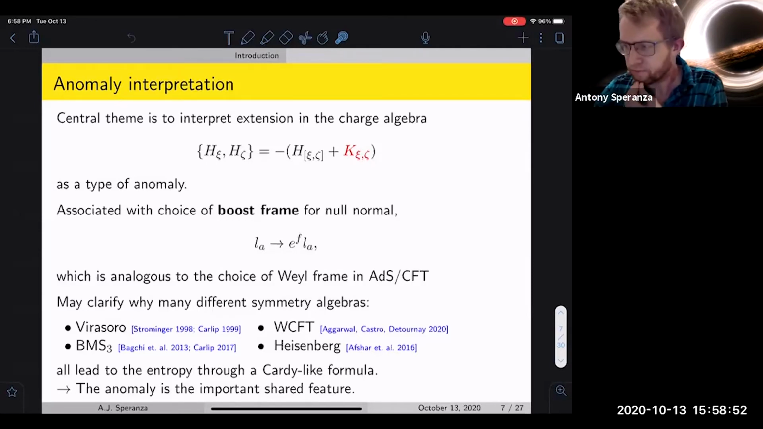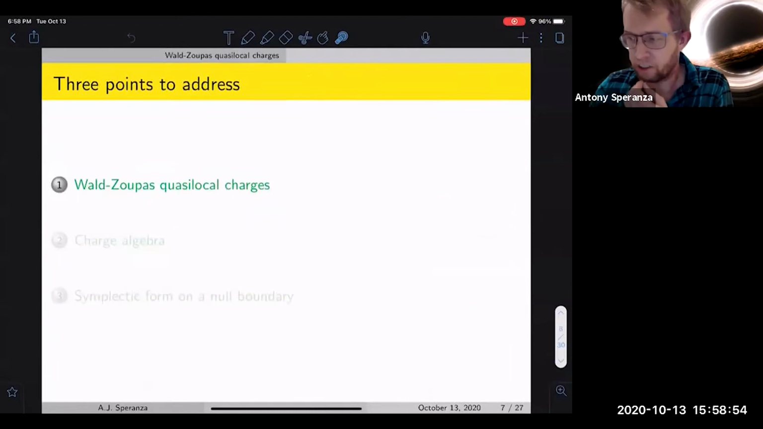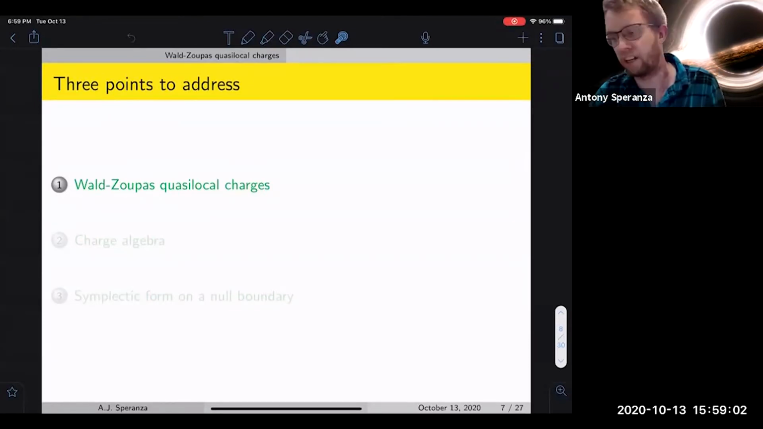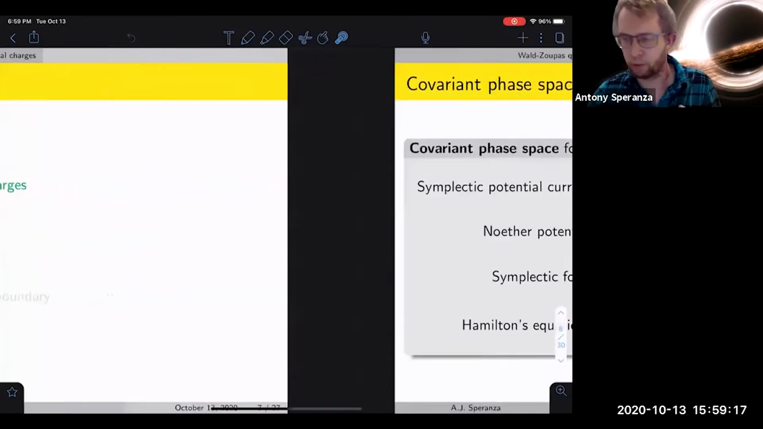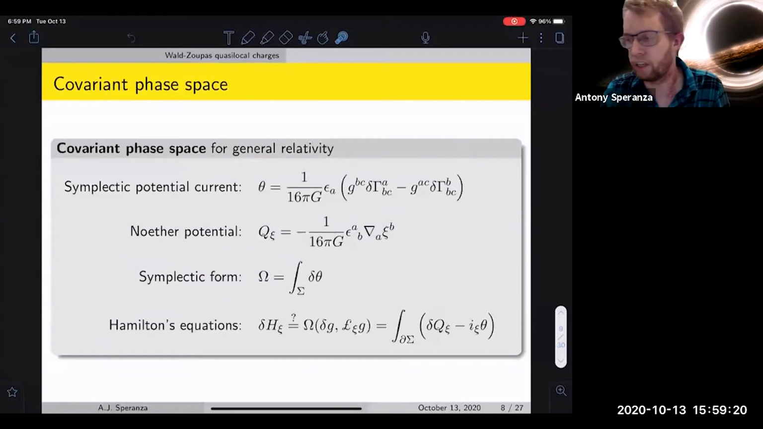So, okay. The first step is just to talk about this Wald-Zoupas construction. And just to be completely general, we're not even going to talk about null surfaces to begin with. We're just going to explain how this works in general, because the formulas we derive are pretty universally applicable. So it would work for time-like surfaces as well. The specific tool we're going to use for this is covariant phase space, just because I find it convenient for the canonical analysis. It plays nicely with the diffeomorphism symmetry.